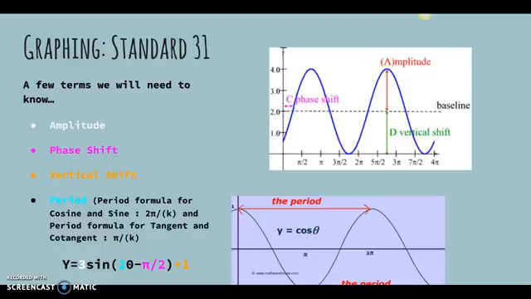But for the tangent and cotangent, the equation's a little different. It's just pi over k, so you would just plug in 2, and your period would be pi over 2.